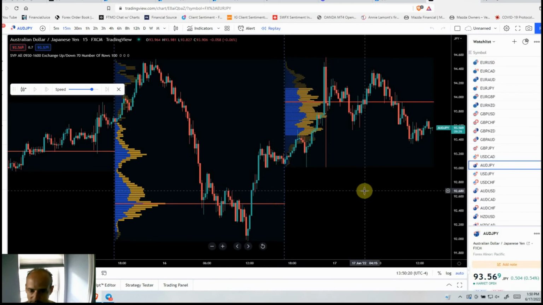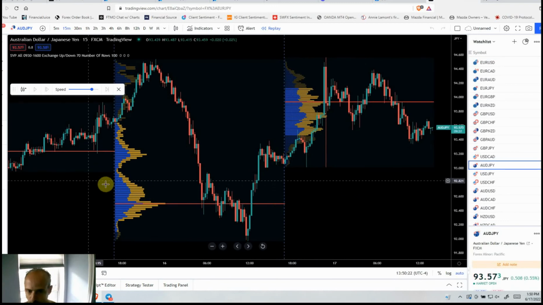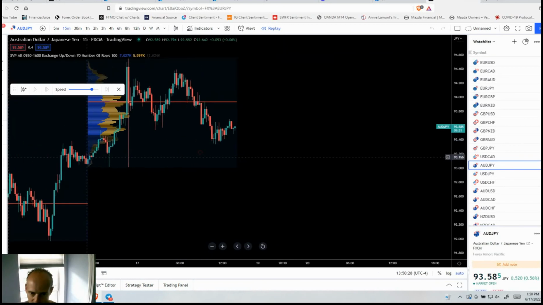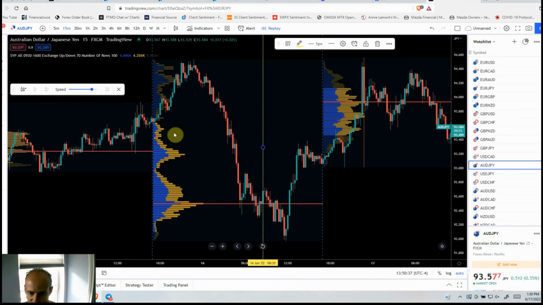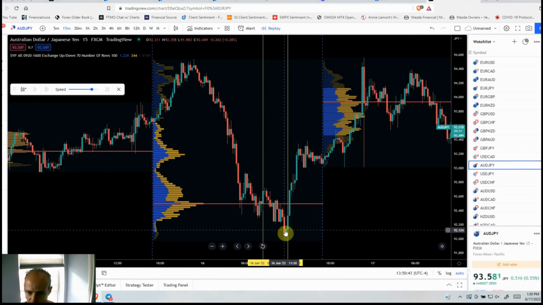So this is Aussie Yen. I'm just picking random pairs here. So let's go back to when is that? This was yesterday. Again, we'll throw our two lines on the chart, and let's see what happens with this one. 8:30 a.m. and noon. Okay, and this one will be interesting.